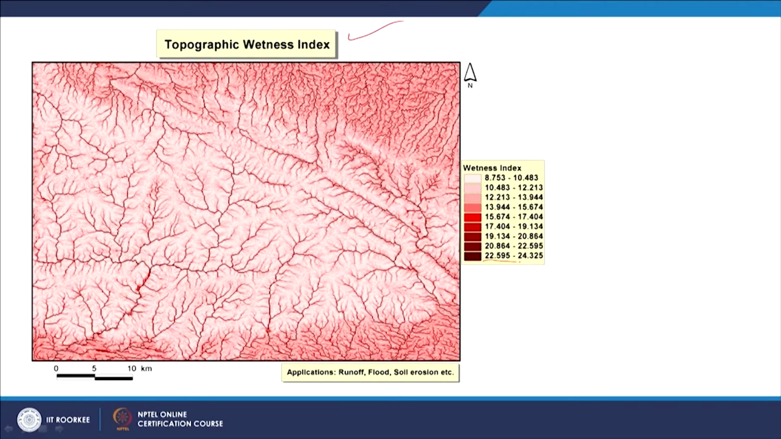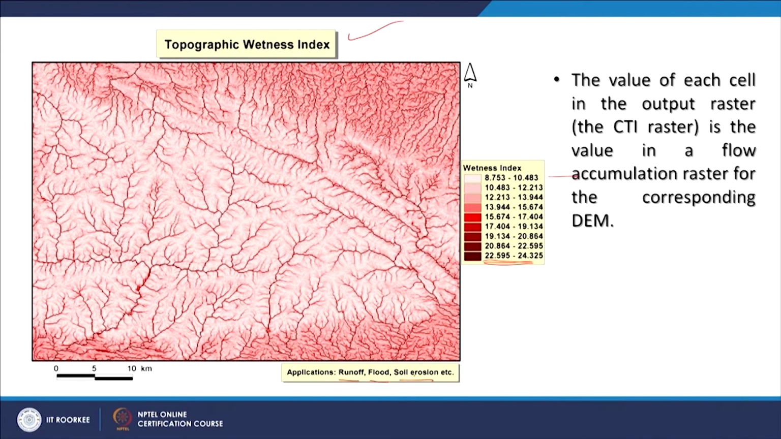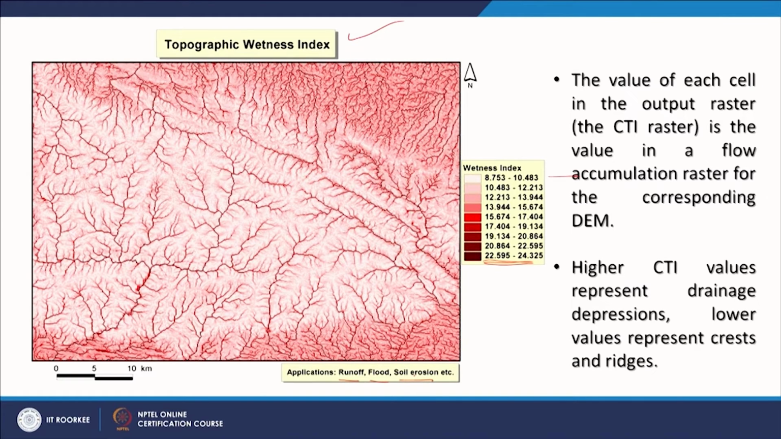This is the output based on the same digital elevation model for the topographic wetness index. As you can see, in the darker areas, the main higher order streams, the wetness is naturally much higher, and there are areas where the values are very low, shown here in light pink color. Application areas of topographic wetness index are runoff, flood, erosion, etc. When you calculate this index, the value of each cell in the output raster of the topographic wetness index is based on the value in a flow accumulation raster for the corresponding DEM. Higher CTI or TWI values represent the drainage depressions. Obviously, these are the drainage lines shown here in dark maroon color. Lower values represent the crests or ridges, as you can see if I draw here, roughly these are the ridges which are here.